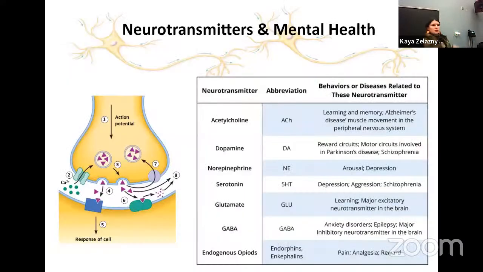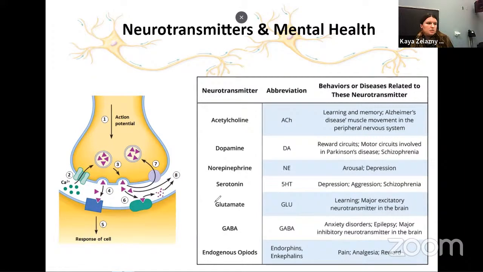Okay. So when we were thinking about neurotransmitters, we mentioned two of them in our slides for our coursework. We talked about glutamate and GABA very briefly, right? Glutamate and GABA are our major excitatory and inhibitory neurotransmitters in the brain. So these do have things that they're associated with, right? Glutamate is often associated with learning. GABA, an inhibitory neurotransmitter, is often associated with anxiety disorders and things like epilepsy.